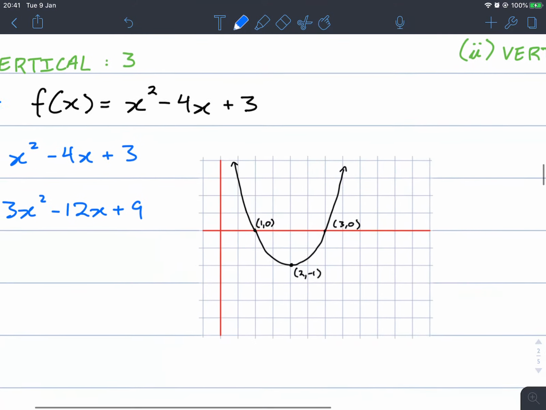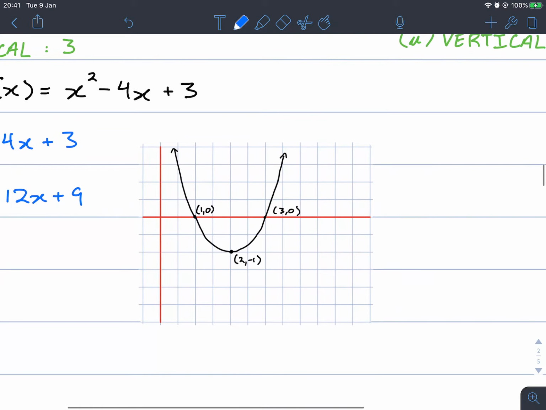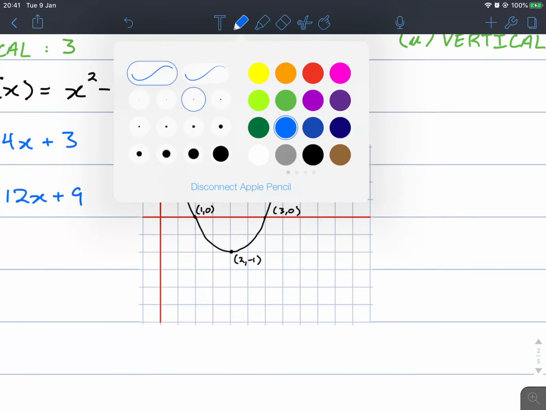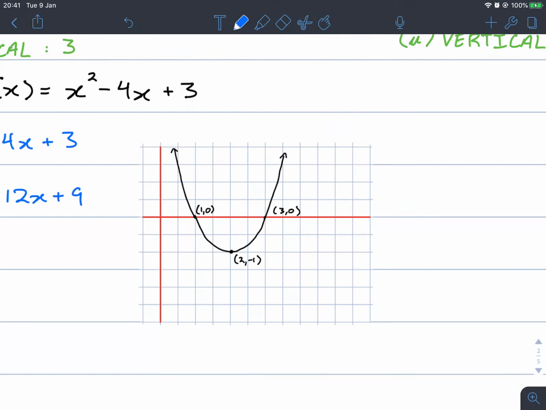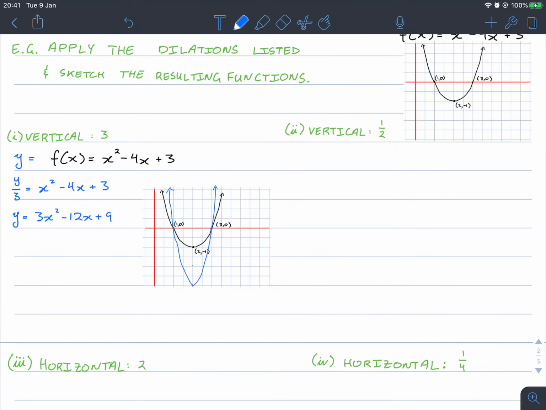So, because we're enlarging it by a factor of 3, because this is at negative 1, it will now be at negative 3, so all the way down here. But everything else will remain the same. So, it will look somewhat like this. That is a rough sketch of what that might look like.